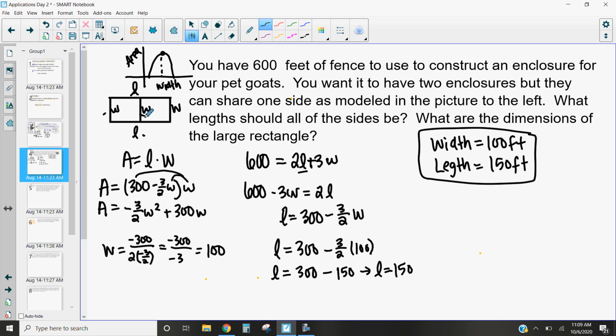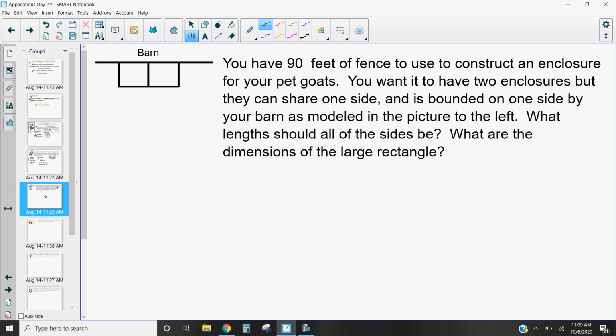So that is how we would do it if we want to construct that. Every time we're going to start by writing that equation that represents the perimeter. Then we're going to find the area and optimize it based on that quadratic that the area creates. So let's try this one more time all together. In this case, it's a little bit different. So you have 90 feet of fence, which is not very much, but we want to construct an enclosure again for our pet goats, because who doesn't love goats?